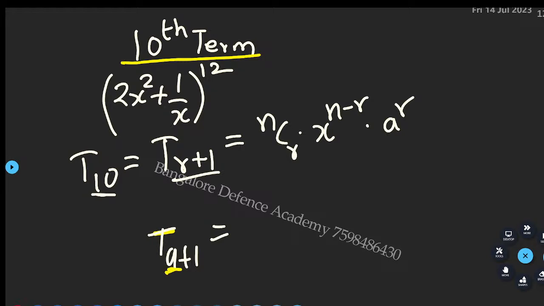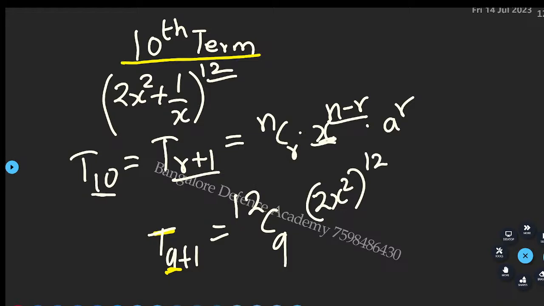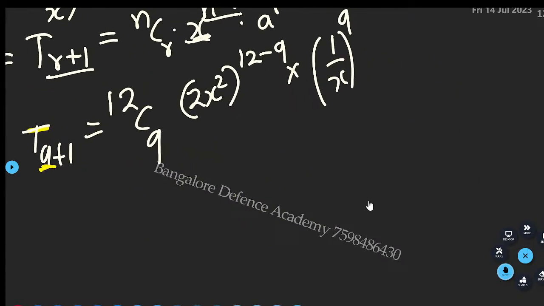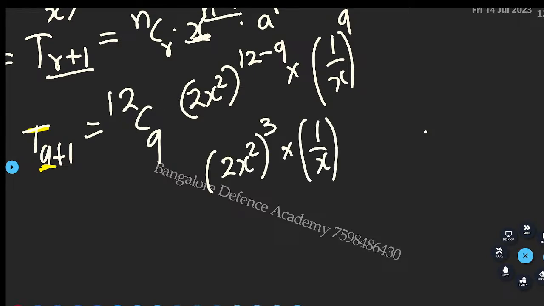Now look at what we will do here. What is n here? 12. 12C9, correct? What is the x term here? 2x square in a bracket; if you don't put the bracket, the answer is wrong. n minus r, 12 minus 9, into, what is a here? Write down in bracket 1 by x. What is r? 9. Okay, now can we solve it? This is easy to solve. 12 minus 9 is 3. So this is 2x square to the power of 3 into 1 by x to the power of 9.